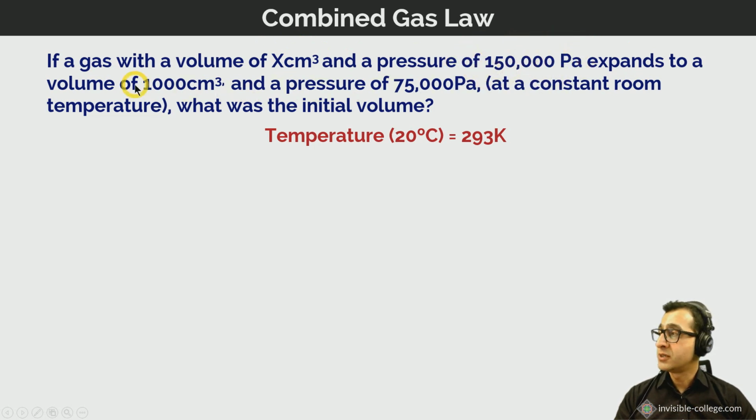So this is the initial pressure. And then it changes and expands. Its volume increases to a final volume of 1,000 centimeters cubed and a pressure of 75,000 pascals. So this is the final pressure. So what was the initial volume?